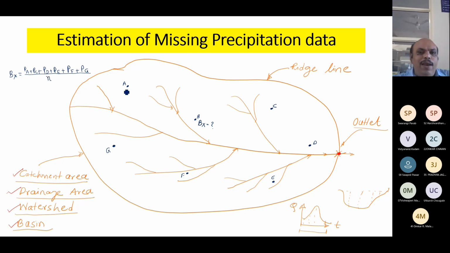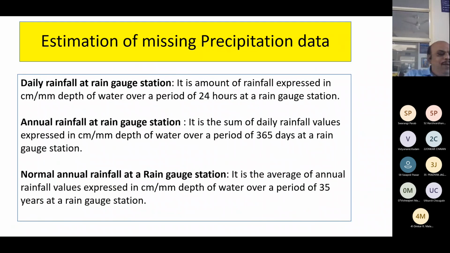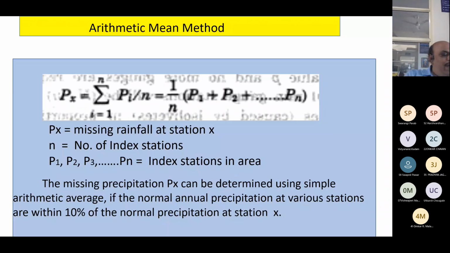Now in this case, what is n? This is 1, 2, 3, 4, 5 and 6. So here value of n, that is index station, is 6. And whatever the values given for A, C, D, E, F, G, we have to add all these values and we have to divide this with number of index stations. So this is arithmetic mean method. This is a very simple method. This is a very rough method. Simply we have to take average of precipitation values at index stations.